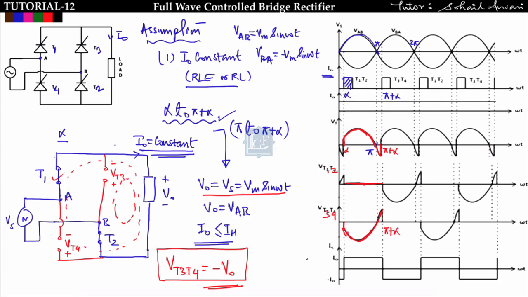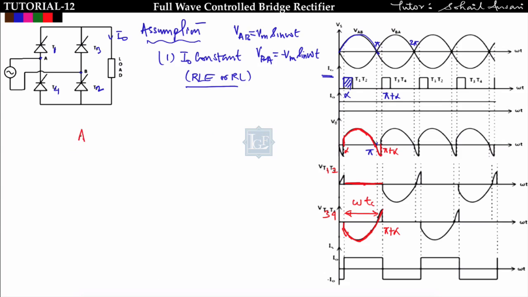Now if I ask you what is the circuit turn-off time, then circuit turn-off time is defined as the time for which the thyristor is in reverse bias. So here the thyristor is reverse biased from alpha to pi only. This is the circuit turn-off time. So circuit turn-off time will be (pi minus alpha) upon omega.